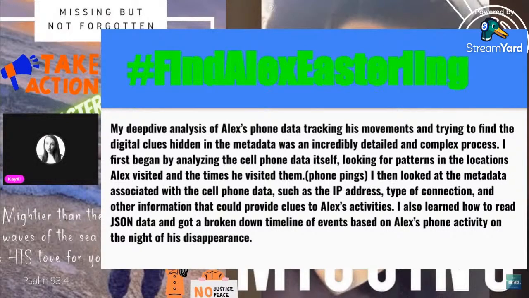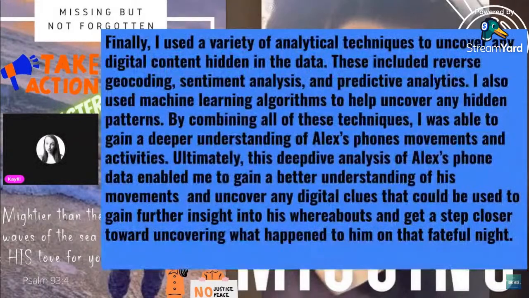I also learned how to read JSON. Now, I don't know if you say JSON, like that's how it looks, or if it's JSON, regardless, that one right there. I learned how to read it and got a broken down timeline of events based off of Alex's phone activity on the night of his disappearance. Finally, I used a variety of analytical techniques to uncover any digital content hidden in the data. These included reverse geocoding, sentiment analysis, and predictive analytics. And I will show you guys how I did that.